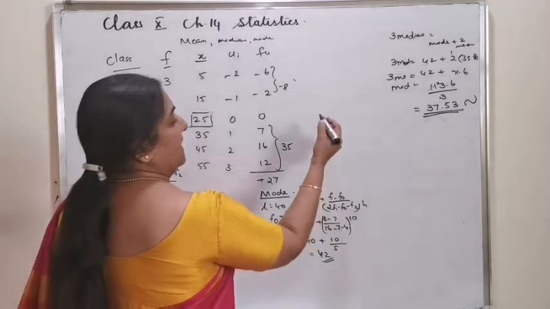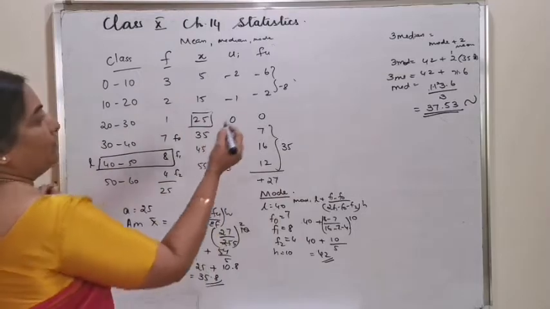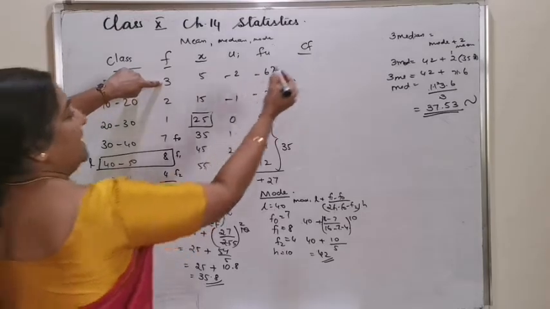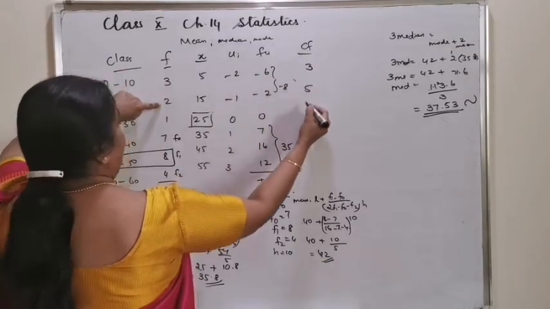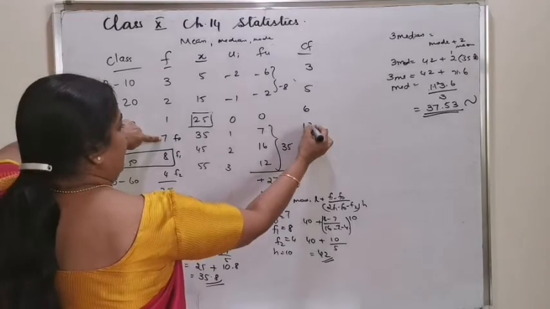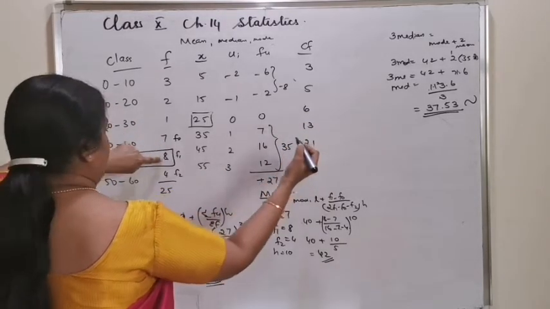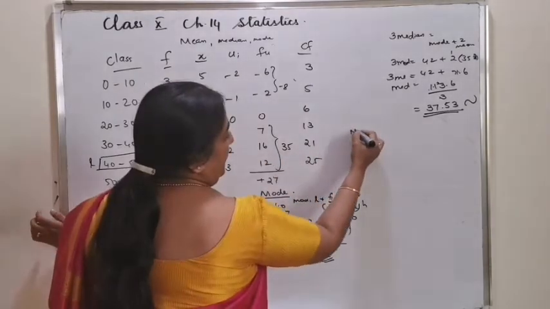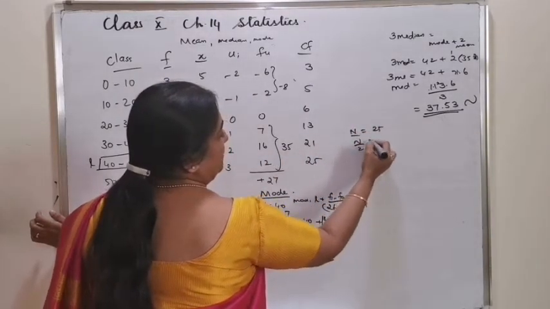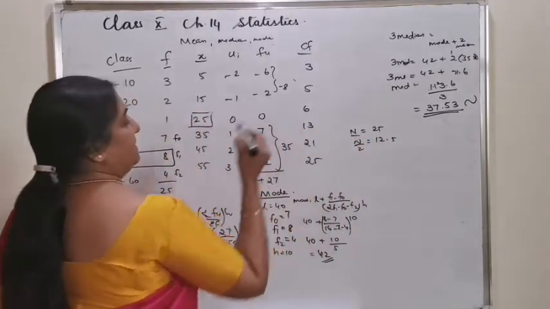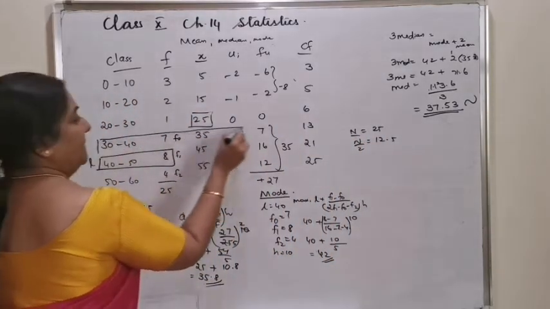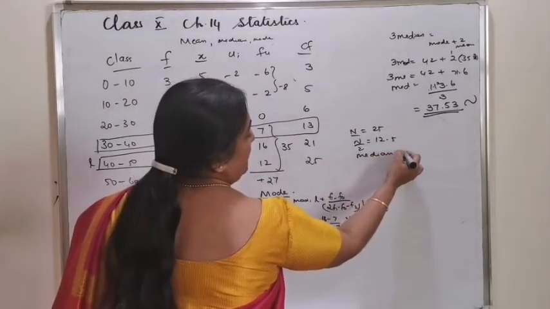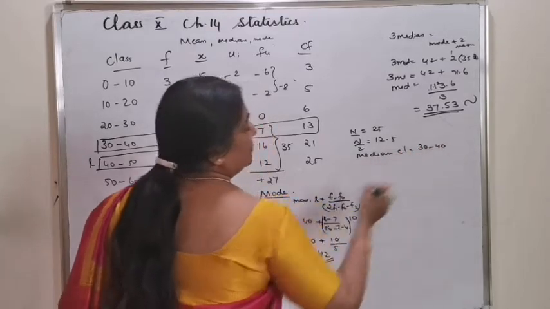Let's see the median value by the original calculation. For median we have to calculate the cumulative frequency. The cumulative frequency is 3, 3 plus 2 is 5, 5 plus 1 is 6, 6 plus 7 is 13, 13 plus 8 is 21, 21 plus 4 is 25. How do you select the median class? N is equal to 25, N by 2 is equal to 12.5, which is approximately 13. That means the median class is 30 to 40.